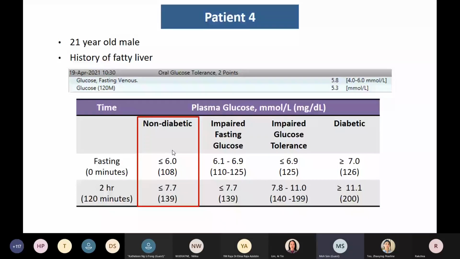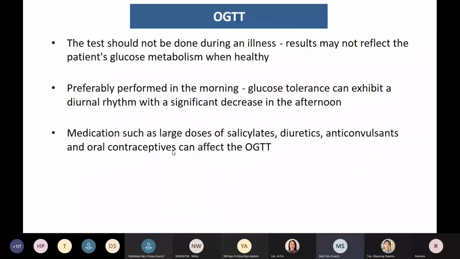Okay, so maybe we should go back and look at the fundamentals of what needs to be done before and during an oral glucose tolerance test. The oral glucose tolerance test should not be done during an illness, as the results may not reflect the patient's glucose metabolism when healthy. So this patient was not ill. He had recovered by the time we did the oral glucose tolerance test.